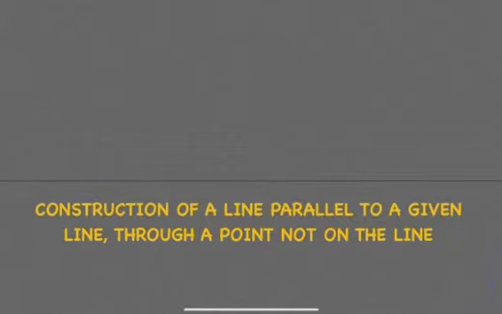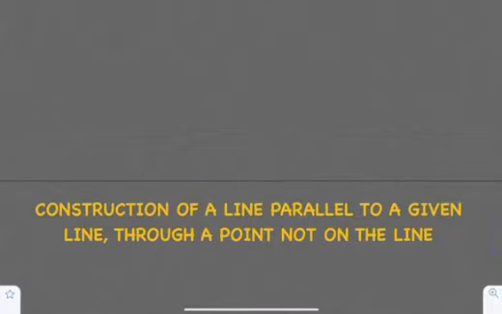Of construction of a line parallel to a given line through a point not on the line. Before we get into any kind of construction, you need to know what exactly the concept means. For example, what are parallel lines? What do you understand by parallel lines? Parallel lines are two lines which do not intersect with each other, and the distance between the two remains the same, however you extend, in whichever directions you extend.